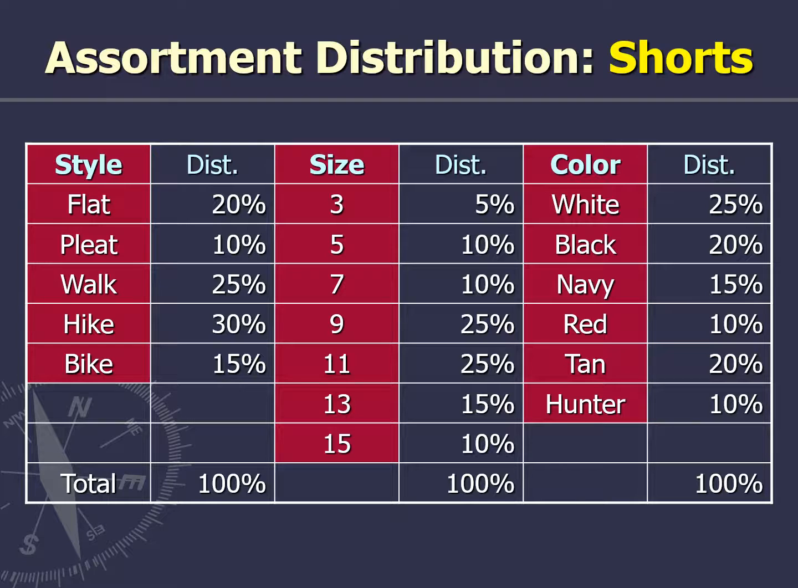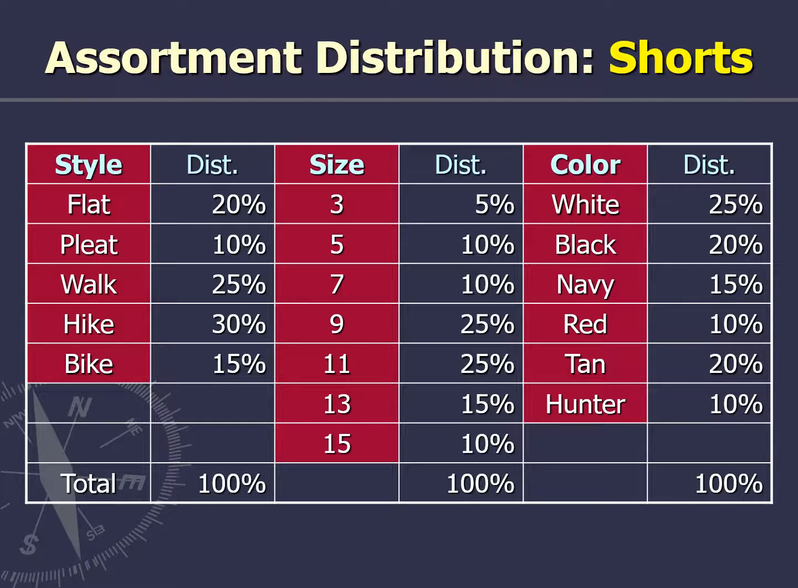So let's say we're continuing with the shorts item classification, and we've decided to do the assortment distribution. The 5 styles could be flat front, pleated front, walking, hiking, and biking shorts. The 7 sizes can include size 3, 5, 7, 9, etc. And let's say the buyer plans that the 6 colors will include white, black, navy, red, tan, and hunter. Then the assortment distribution part will be, for each of these styles, sizes, and colors, determining the rates of sale or the proportions among those levels.